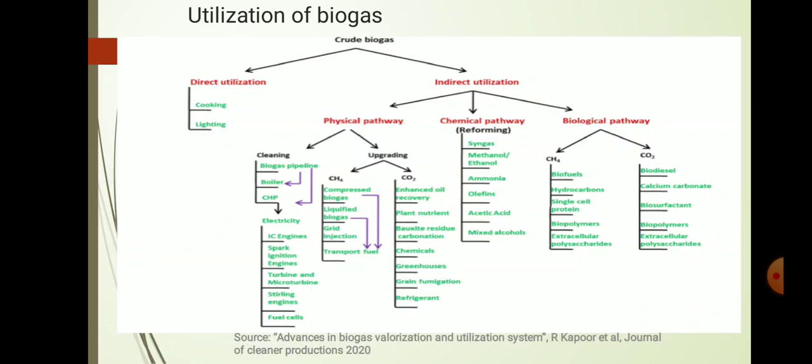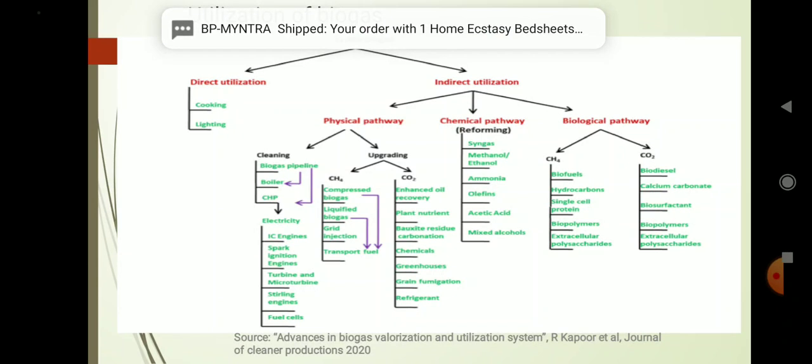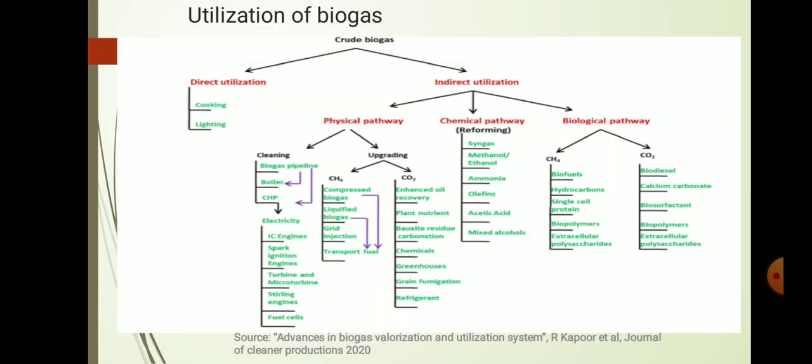Suppose we want to produce electricity from biogas. After cleaning, we can select any of these based on our requirement. We can use IC engines, or micro turbines, or fuel cells, or a Stirling engine. All of these have some advantages and disadvantages, which you can find out by reading this review paper.